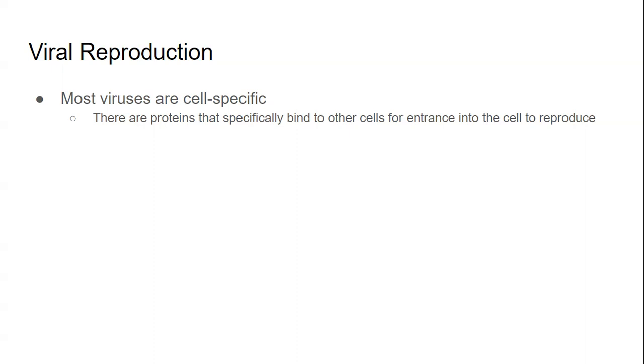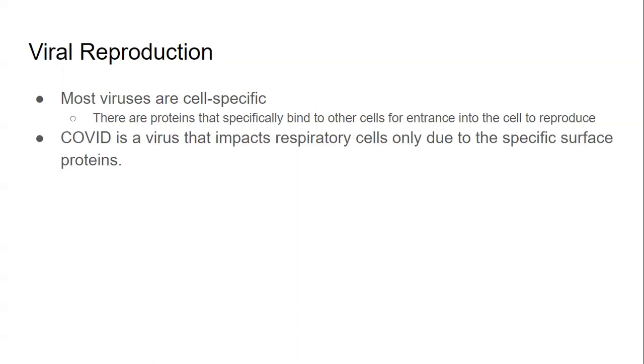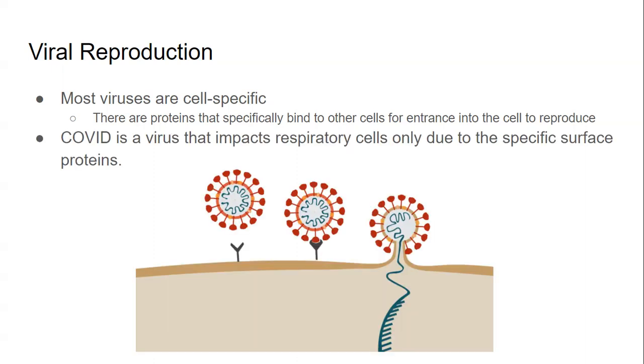Every single cell is different, so because of that, that means that there are only certain cells that viruses can actually attach to. So when we look at COVID, COVID is a virus that impacts only the respiratory cells in humans, and that is due to the specific surface proteins that are present. Now, this picture here is not exactly COVID, but it illustrates really well how you've got your virus right here, and it's got certain proteins that are surrounding the capsid, and this is your receptor on the cell right here.